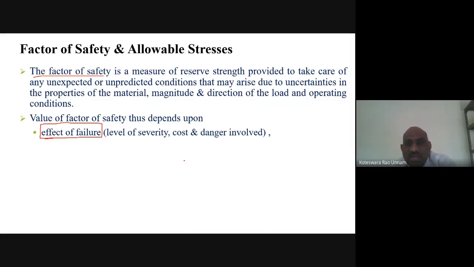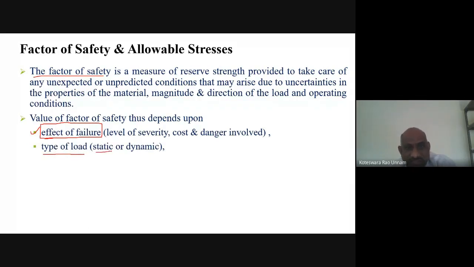If the severity of the damage is high, then the design engineer will make sure at any cost that it is not going to fail. In that case, the factor of safety is going to be a higher value. So this is one of the important points a design engineer has to consider while choosing the factor of safety. Then, type of load.